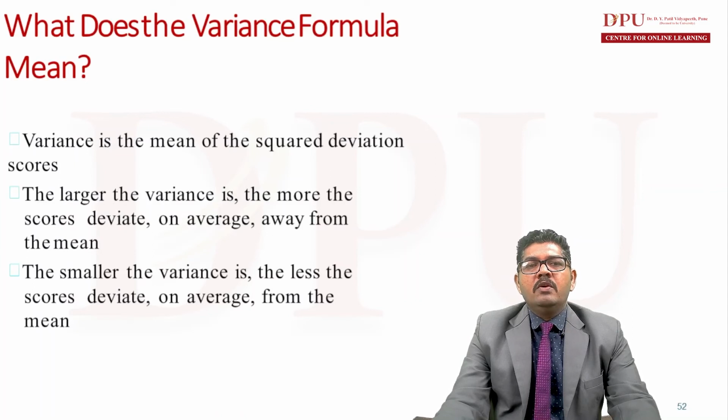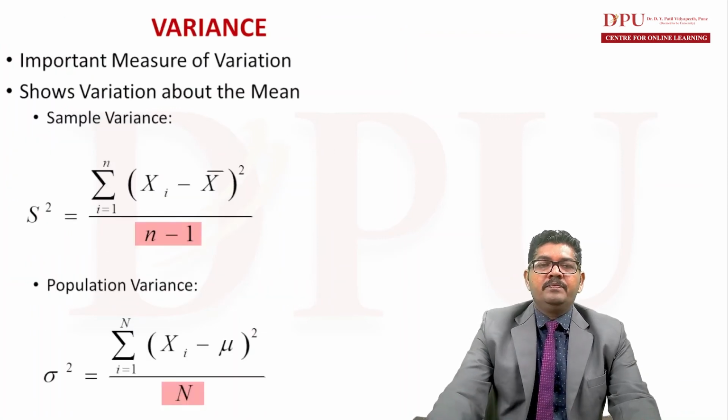What does the variance formula mean? Variance is the mean of the squared deviations. The larger the variance is, the more the scores deviate on average away from the mean. So when we get a larger value of variance, the individual values in a data set are spread out more. When the variance value is smaller, there is less spread of the values about the average.